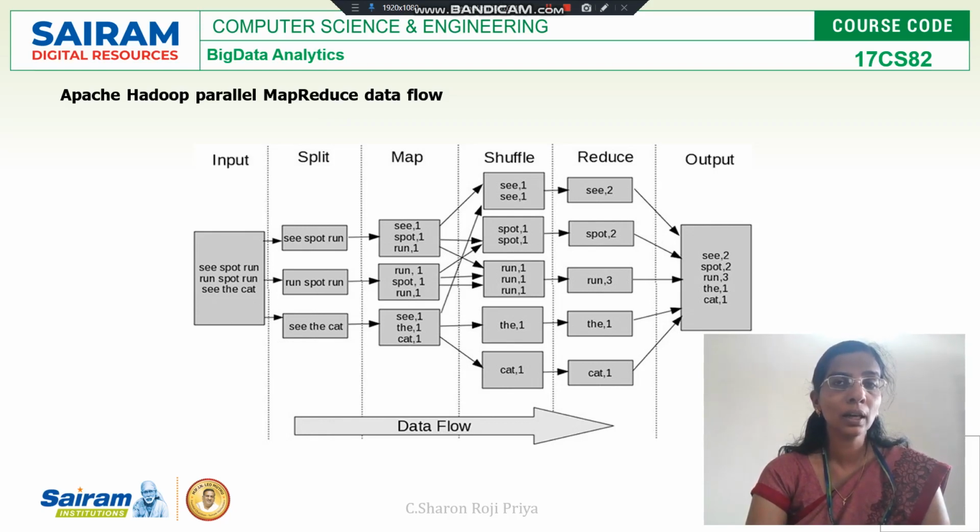Once the mapper is assigned, what could be the output of this mapper? It will give you a list of key value pairs. Here in this diagram, I have taken a file. I want to find the number of instances of each and every word in that file. So the output of this mapper will be key value pairs: C 1, spot 1, run 1. Likewise here, run 1, spot 1, run 1, C 1, the 1, cat 1.